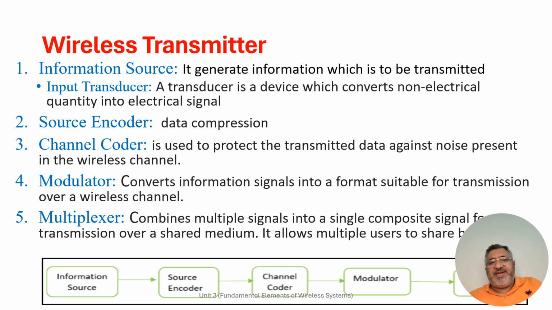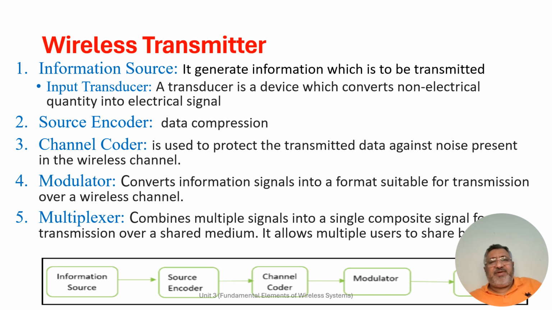Information source generates data which is then transmitted. Information can be generated by a human being as audio, or by a machine as an electrical signal. These audio, video, images, or computer output may be electrical or non-electrical signals, and they can be processed directly in a digital communication system. If it is not an electrical signal, then a transducer is used. A microphone is an example of a transducer, which converts a non-electrical quantity into an electrical signal.